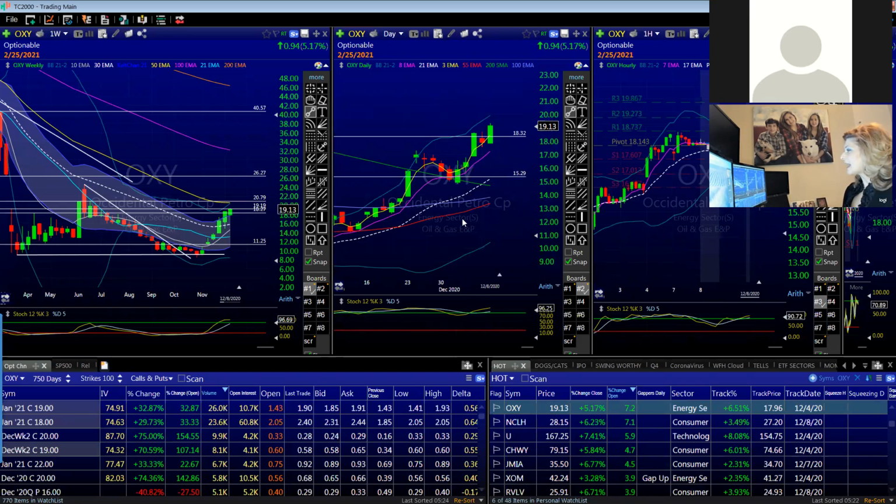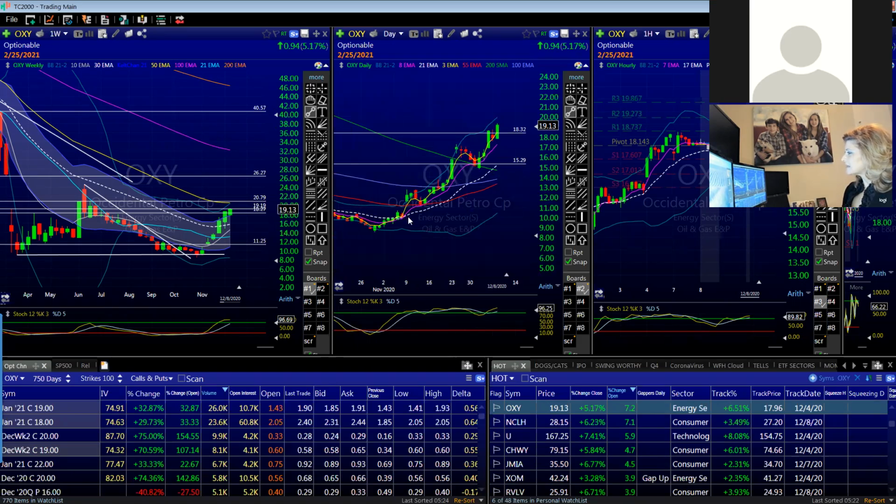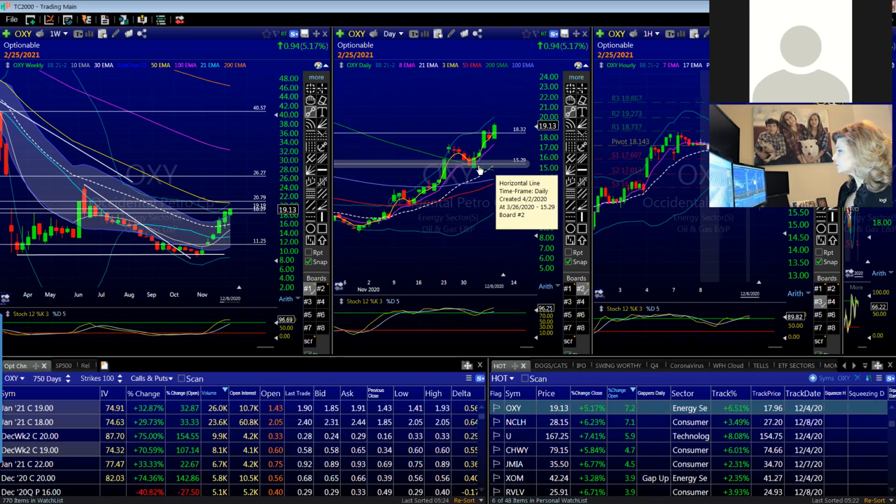Oxy I added because it came after this lovely move higher and the whole Pfizer and the reopening and the energy and gas move. It came down to the 200-day. Entered it here, but it was a 16/20 call spread, and I can show you that. I'm still long this. Did not expect this to go so quickly.